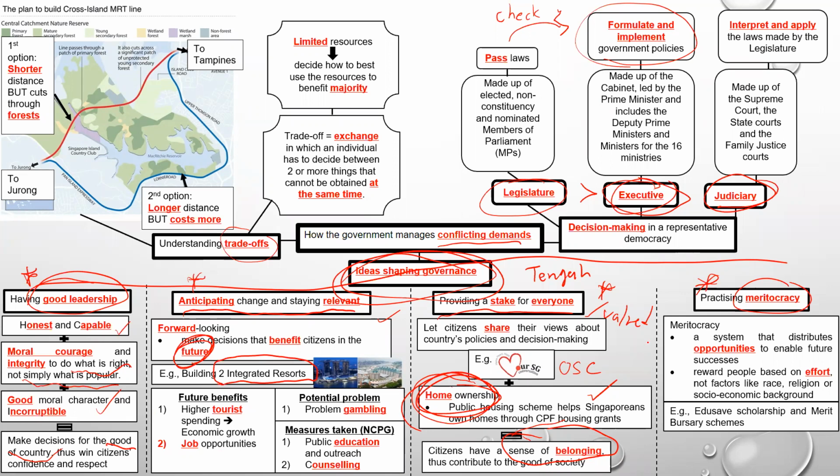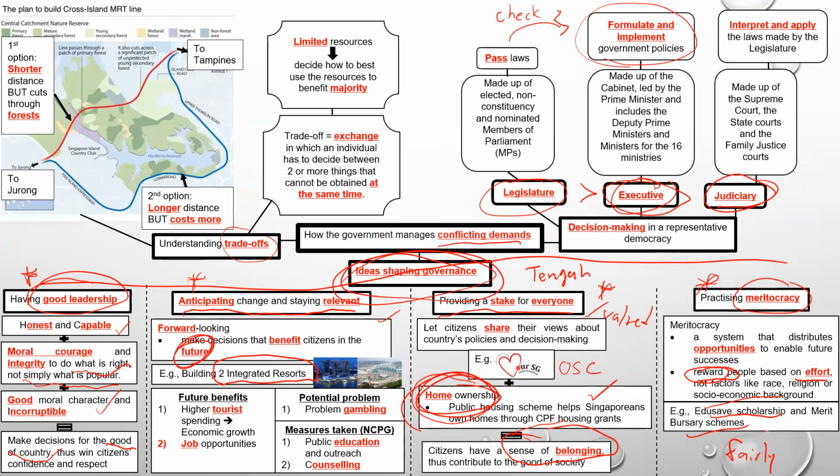All right. Last but not least, the idea to shape government is meritocracy. Meritocracy basically means if you put in effort, if you do well, you will be rewarded, regardless of your background. So EduSave scholarships, merit bursary schemes, we want to make sure that whatever we choose to do, people are rewarded fairly. So there's a bit of fairness that we want to use to make decisions.